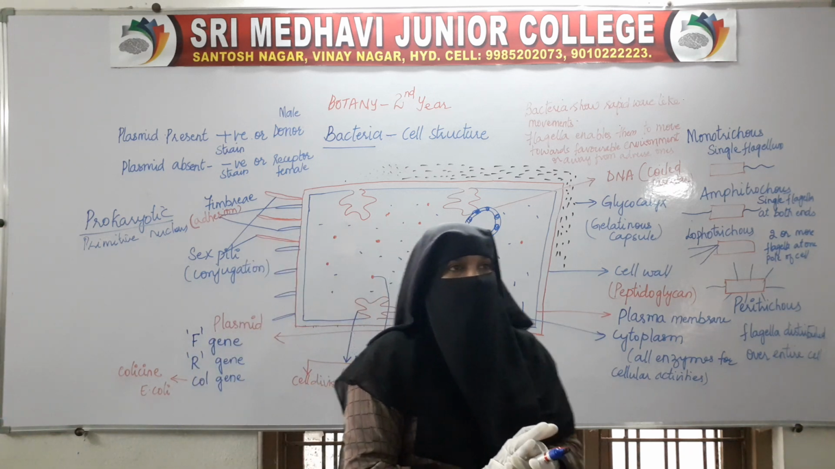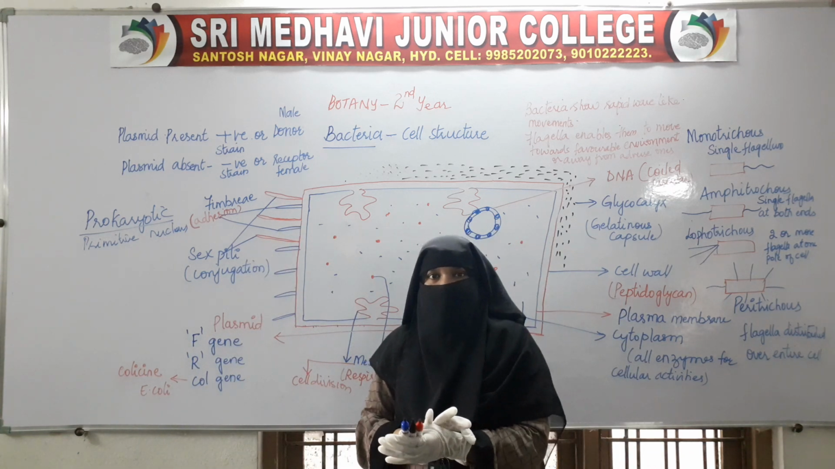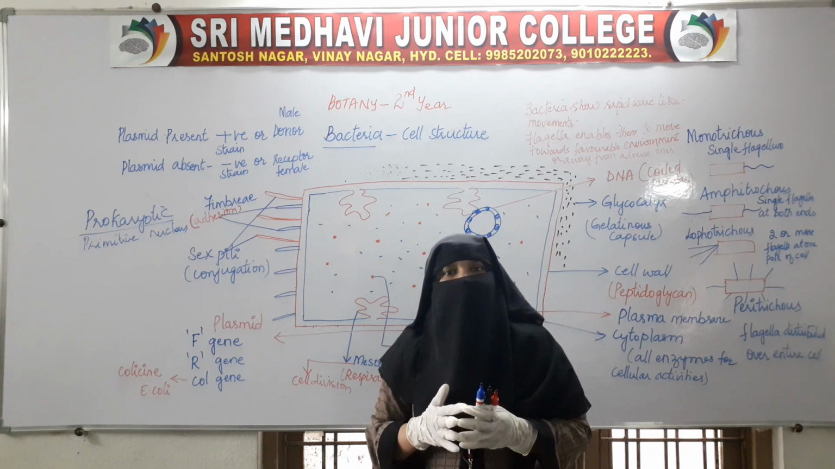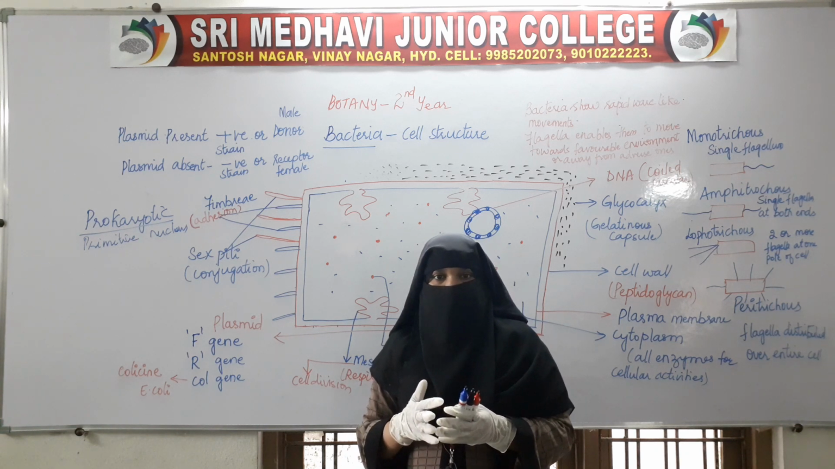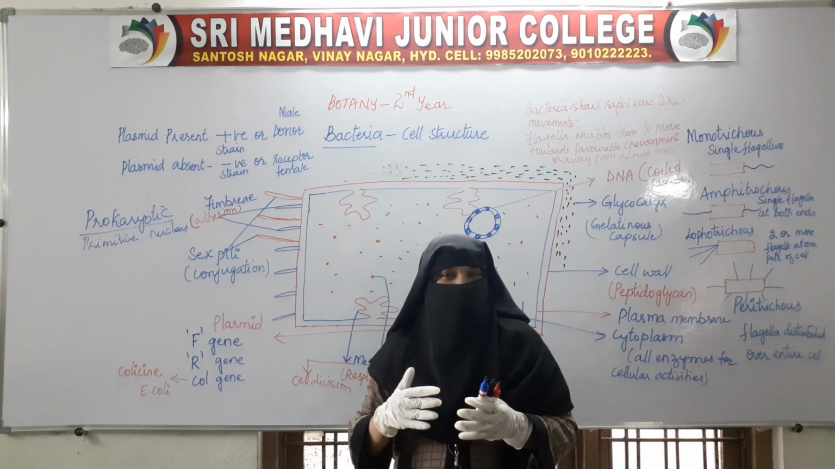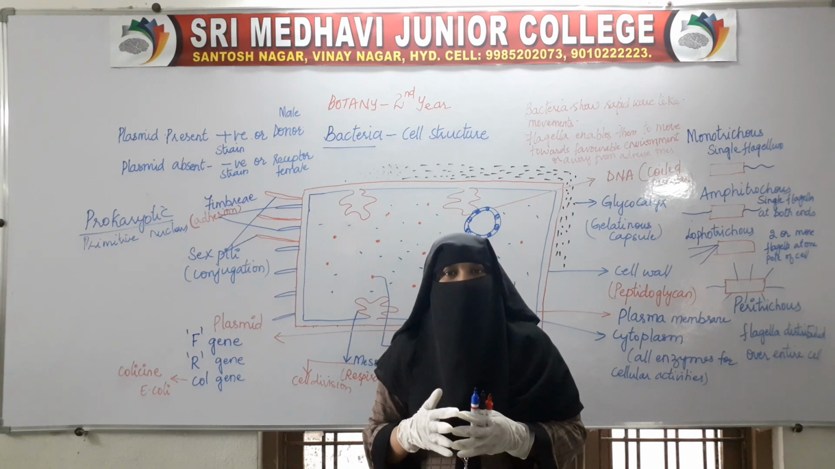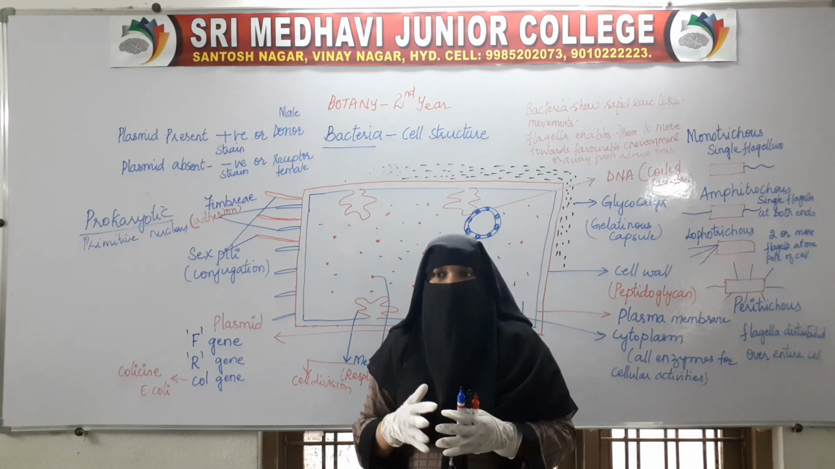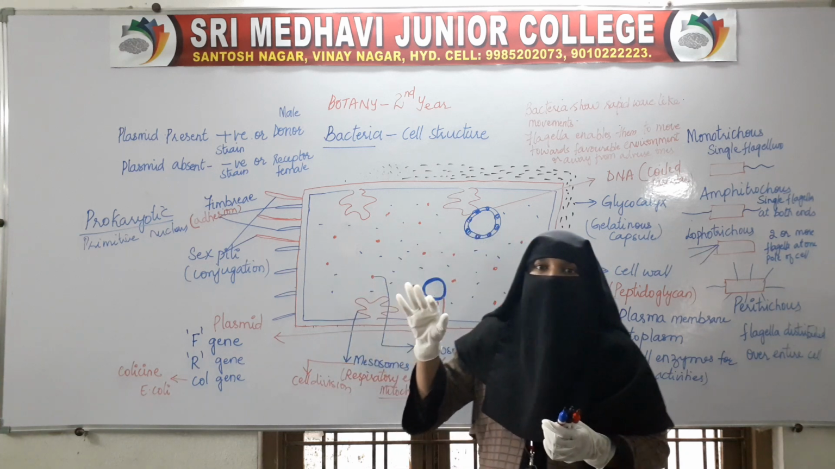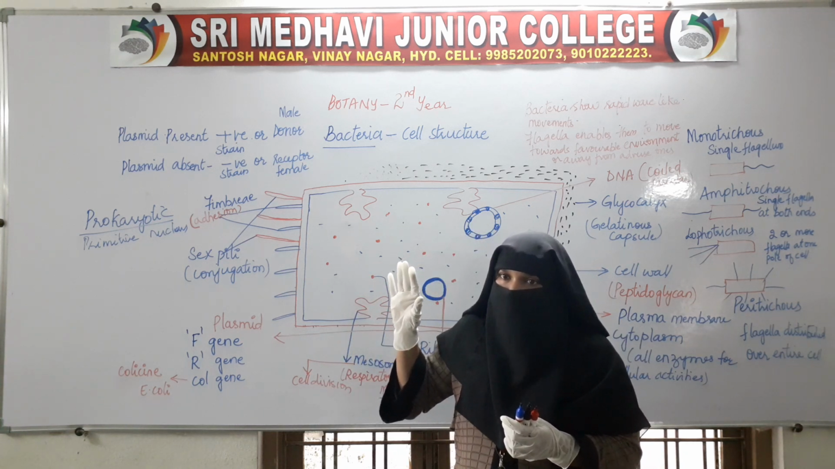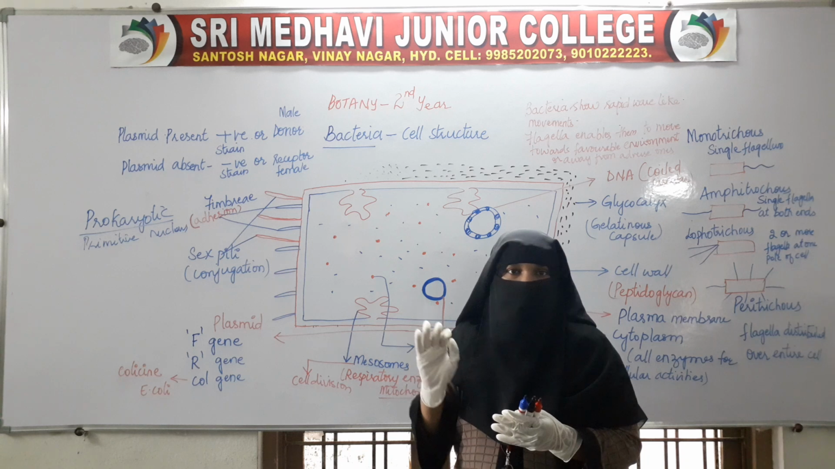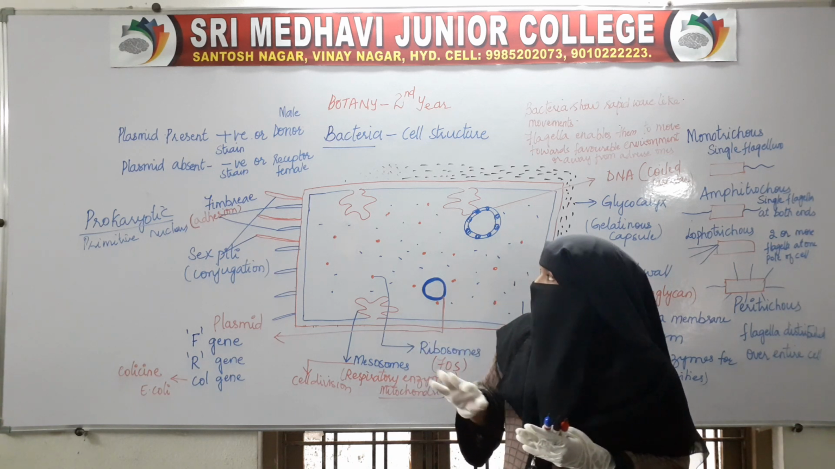The organisms with primitive nucleus, in the sense not properly developed nucleus, that is, nuclear membrane and all will not be present. So, here now we will see the structure of prokaryotic cell or bacterial cell, one and the same.